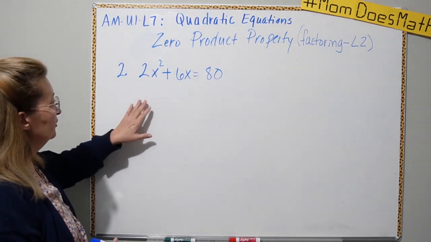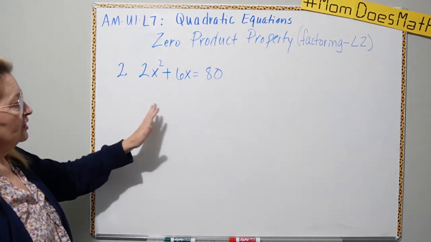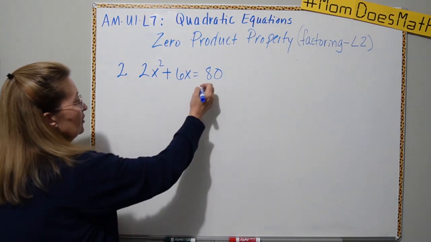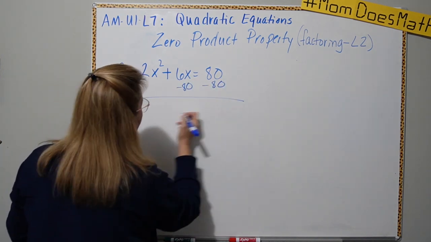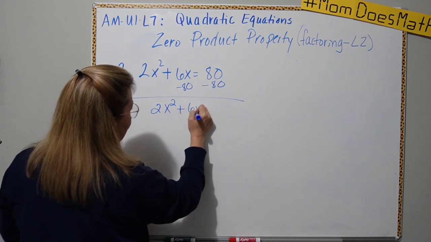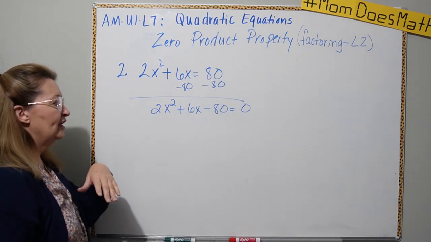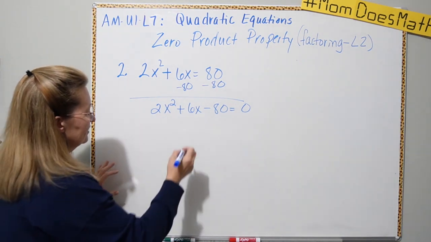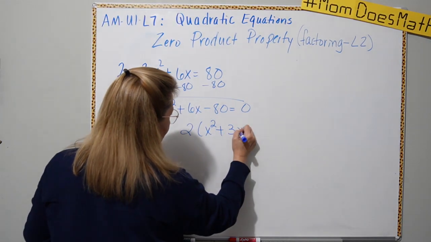Example problem number 2 says 2x squared plus 6x is equal to 80. So this one is not in the proper format. I need to get a 0 here. So I'm just going to subtract 80 from each side, and that's going to give me 2x squared plus 6x minus 80 is 0. And now I'm ready to factor. As always, look for a greatest common factor first. I see that 2 will go into all of these things.